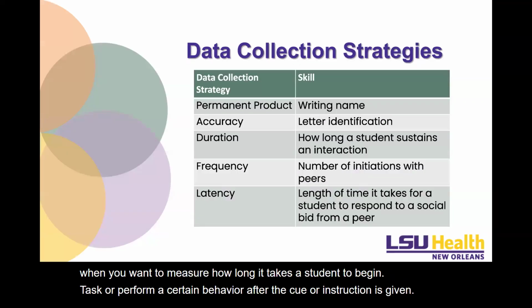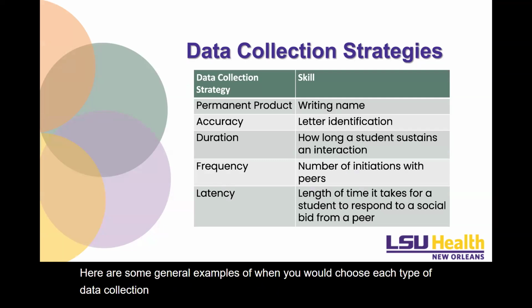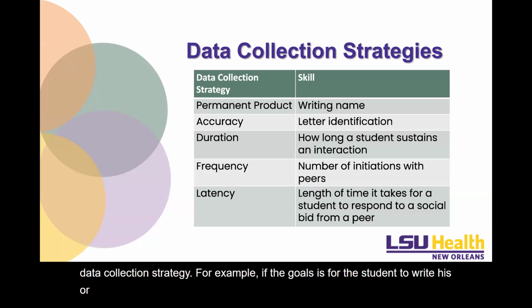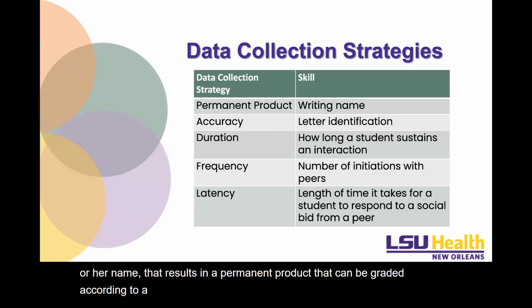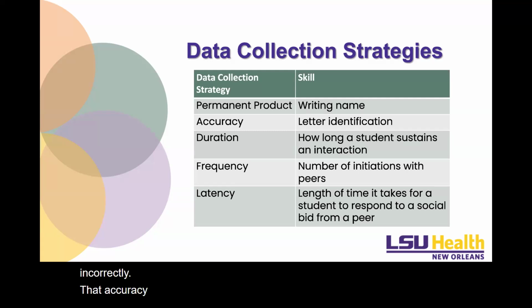Here are some general examples of when you would choose each type of data collection strategy. For example, if the goal is for the student to write his or her name, that results in a permanent product that can be graded according to a rubric. If a student is working on naming letters, that goal is typically accuracy. You show them a letter and they either name it correctly or incorrectly. That accuracy data can be recorded.